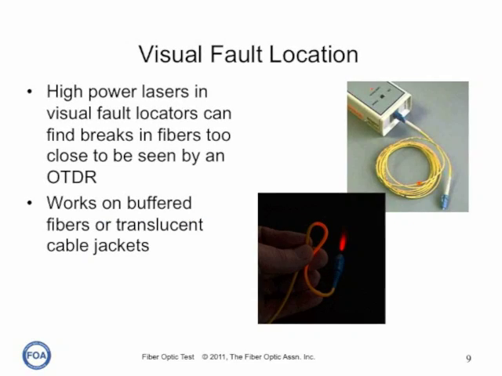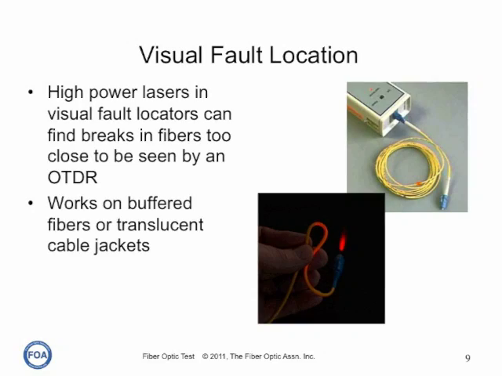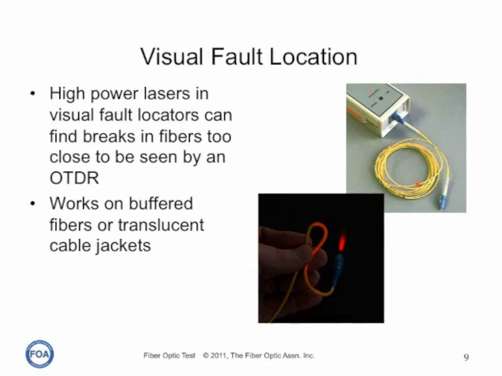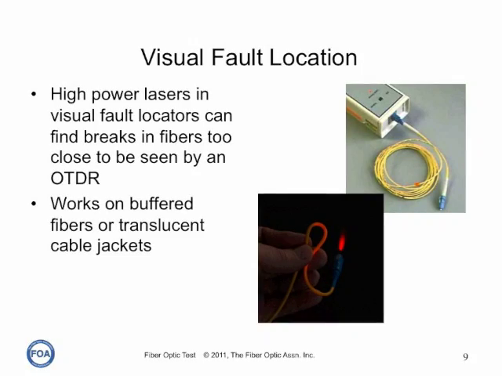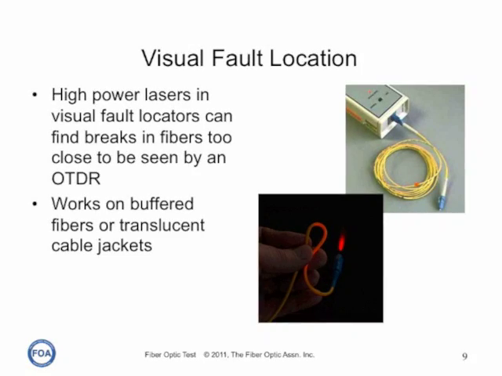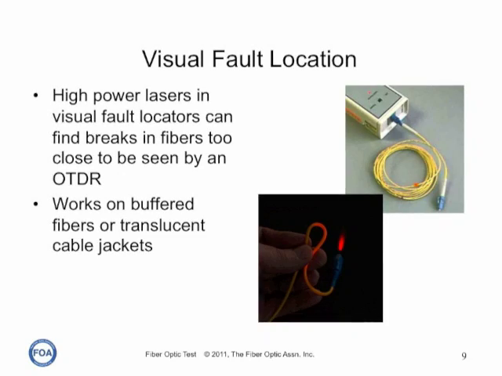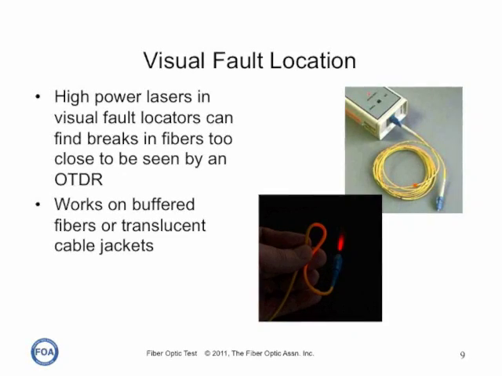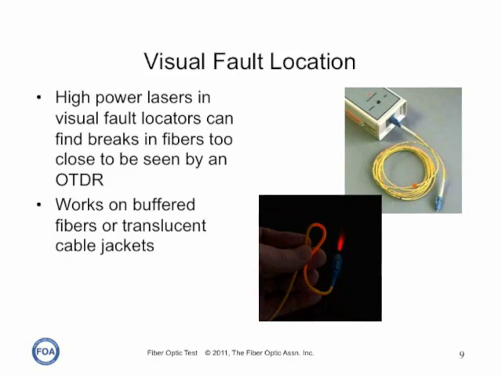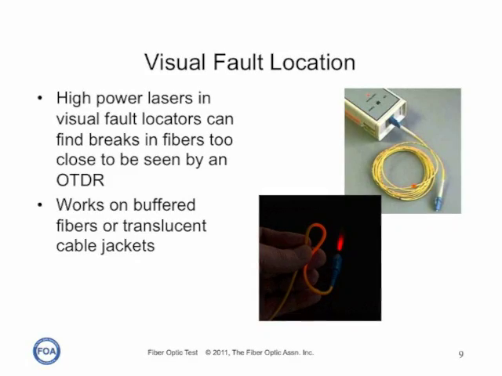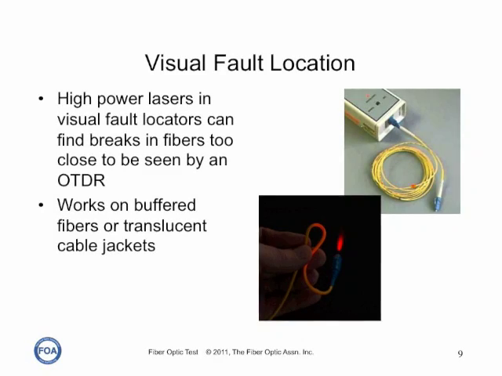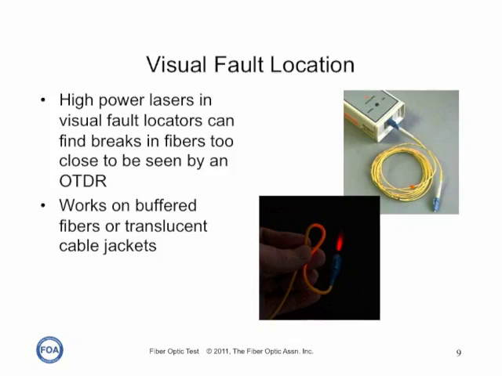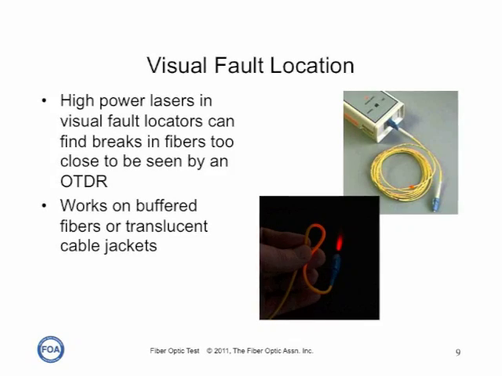Visual fault locators, the high-powered lasers, can do more than just trace fibers. They can actually look at fibers, find areas of high loss that can be caused by installation problems, or they can find breaks in fibers, particularly good in things like splice trays, where damage to the fibers almost always is impossible to find when it's so close to the splice. But you have to remember that visual fault locators only work on buffered fibers or translucent cable jackets, typically from single-mode fibers.